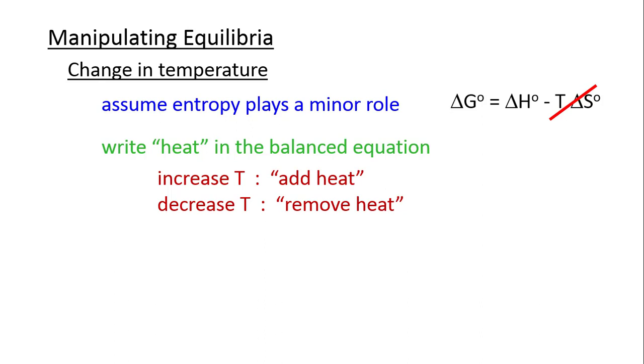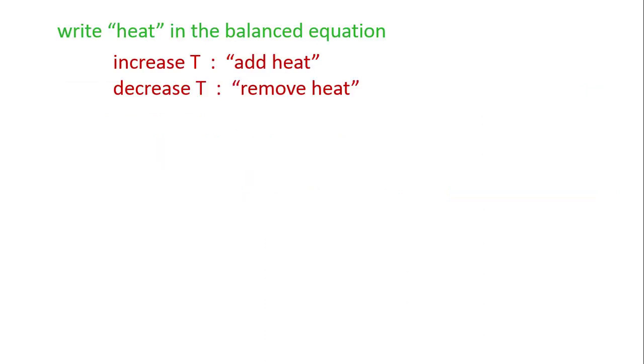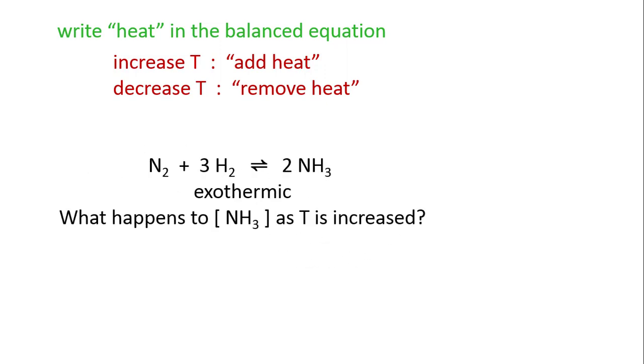Now, in order for this to work, we need the sign of delta H. We need to know if the reaction is exothermic or endothermic. Let's see how this works. Again, we have our ammonia equilibrium, and we're told that it is exothermic. And we're asked what happens to the concentration of ammonia as the temperature is increased. Note that we could also be given a value of delta H from which we could decide if it is exo or endothermic. So, where do we write the word heat?